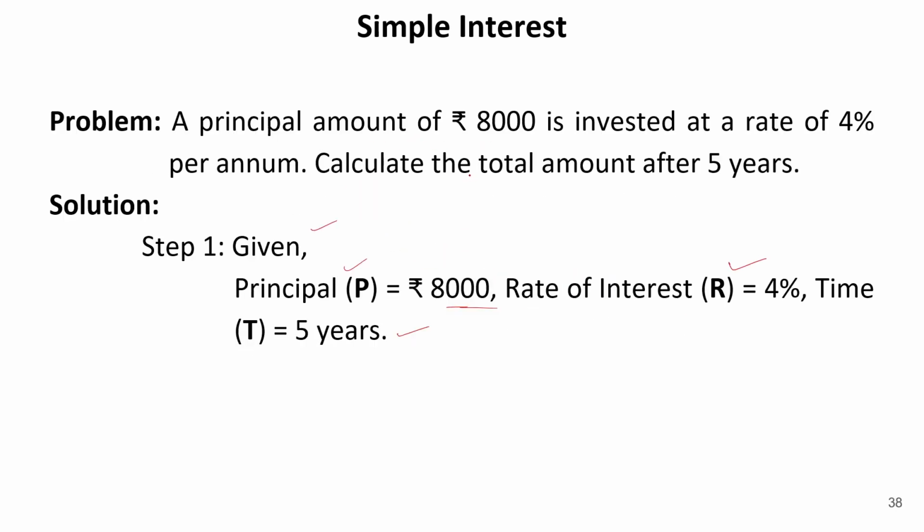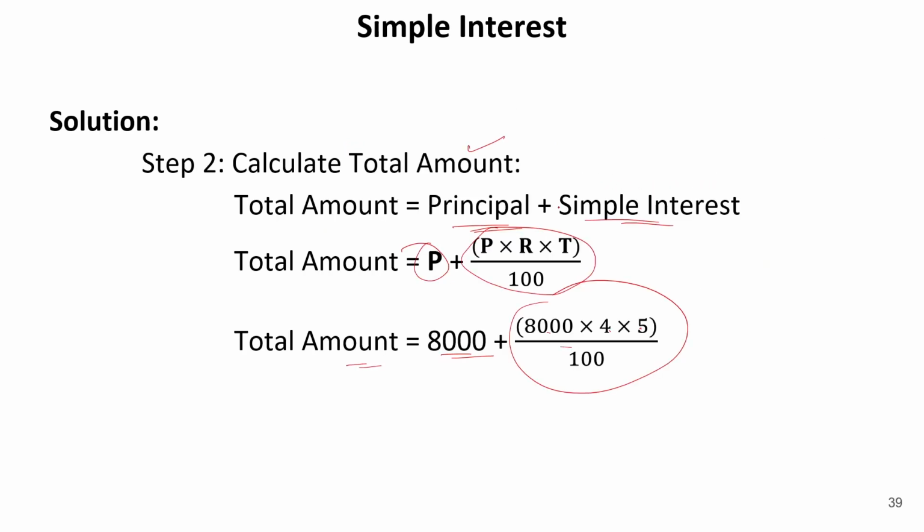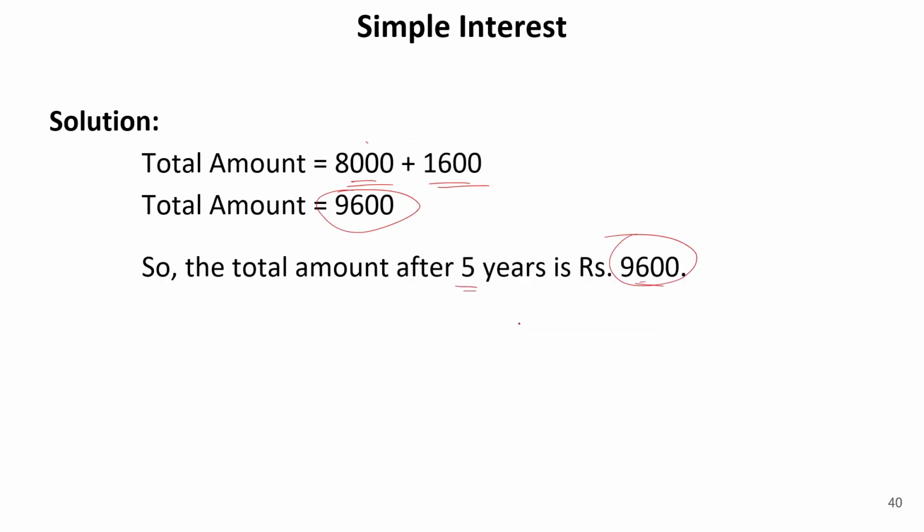Okay. So given a financial situation like this, where the principal amount is 8,000 and rate of interest is 4%, then calculate the total amount after 5 years. Okay. So you use this formula, that is total amount is equal to P plus PRT by 100, because principal amount plus simple interest. Okay. So we have calculated those and put them in the formula, and what we are left with is 9,600. So the answer will be the total amount after 5 years is 9,600.